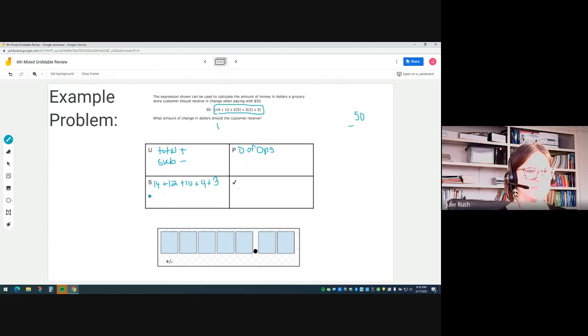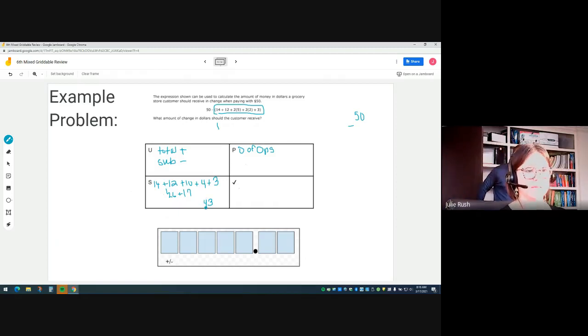So this gives me 14 plus 12 gives me 26. 10 plus 4 plus 3 gives me 17. 7 plus 6 gives me 13. Gives me another 1. 1, 2, 3, 4. So I have 43 total.